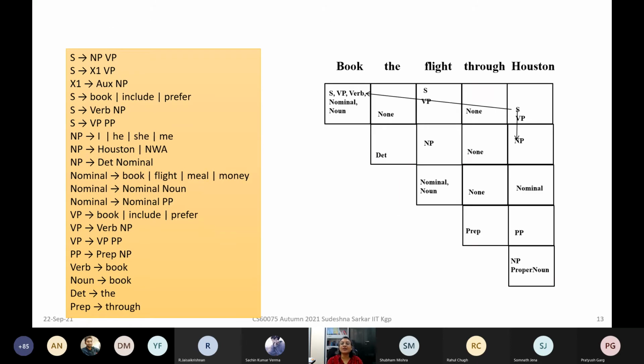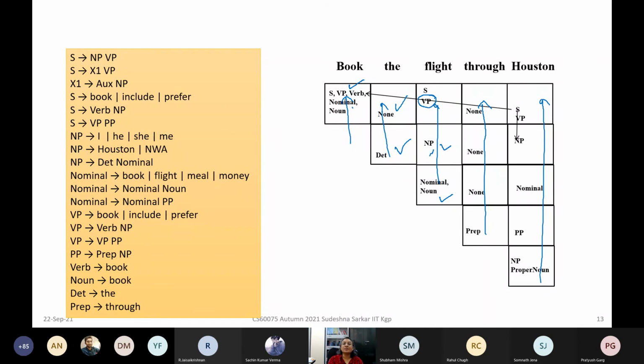So similarly, we can go on doing this. And as we have seen, we can fill up in this order or the diagonal order, and whichever order you fill up, you will get the same thing. So we have already seen how to get this, this, and this. For flight, we have got nominal, noun, and determiner nominal gives us noun phrase. And we saw that we have got VP here because this is a verb and this is a noun phrase.